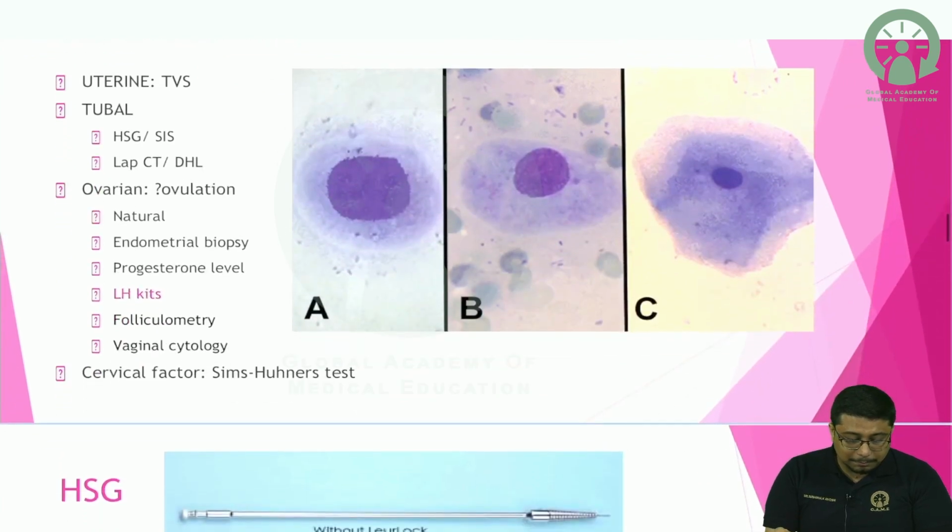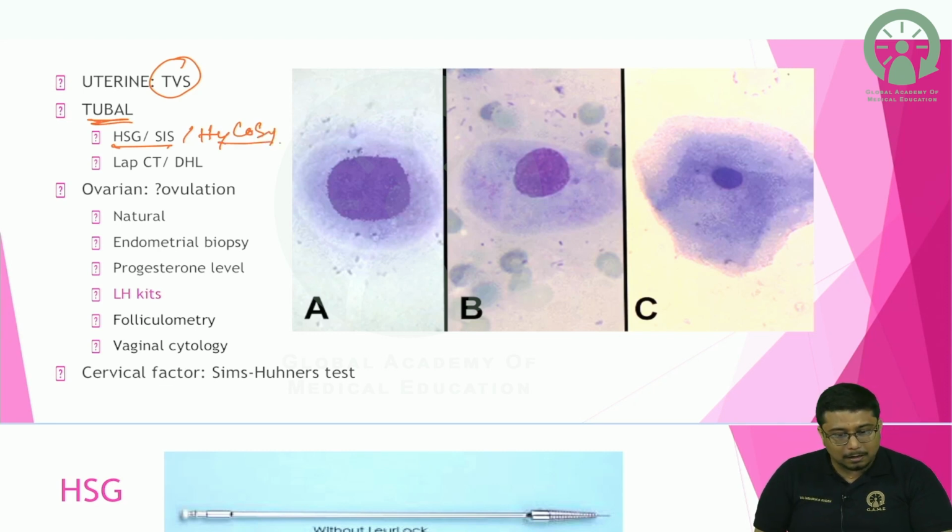So coming to the female factor, if there is a uterine factor, we can diagnose it by transvaginal sonography. If it is a tubal issue, then we can diagnose it by a hysterosalpingogram or a sonosalpingogram or HyCoSy. HyCoSy is ultrasonic contrast, basically contrast sonography, or the final gold standard method is doing a diagnostic hysterolaparoscopy or a laparoscopic chromopertubation.